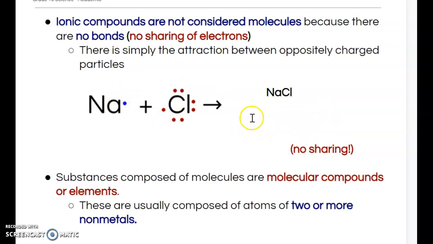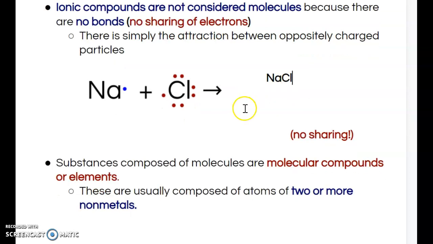Sodium just donates its electron. So this electron comes here, and now sodium can be considered +1, and chlorine can be considered -1, and they come together with full valence shells, full valence electron configurations, and they're attracted to each other because one is now positive and one is now negative.